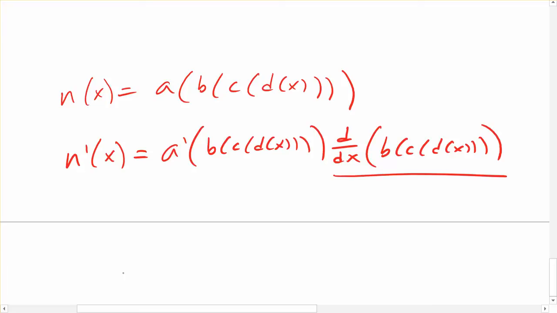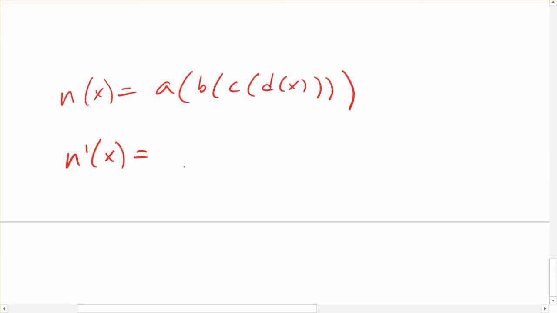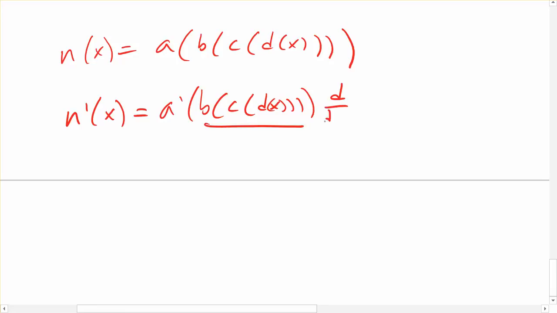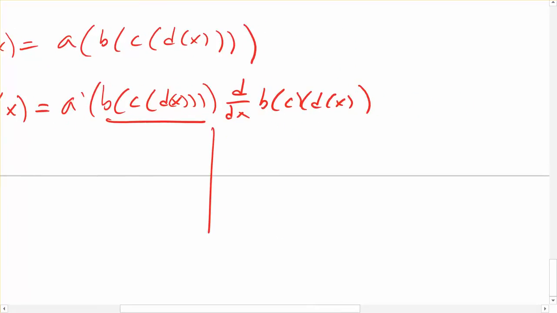But when you do that one, that's the chain rule once so far. You have to keep on going. I just gave you a major hint, started it off for you. What I gave you before is the derivative of the outside of the original function, right? And I said now you have to do the derivative of the inside. So you have to do the derivative of b of c of d of x. What is the derivative of b of c of d of x? B prime of c of d of x. Yeah, so it's going to be b prime of c of d of x.